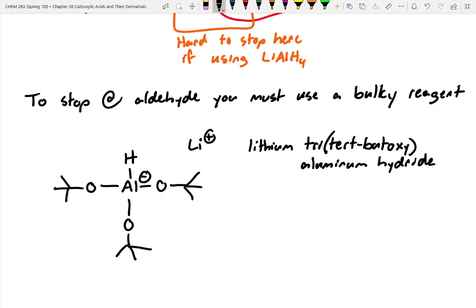And like I said, it's so sterically hindered, it won't reduce the aldehyde. It's too crowded to actually reach into the aldehyde. So we'll make a note.